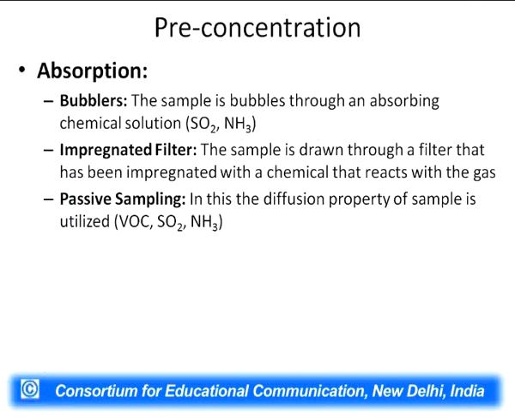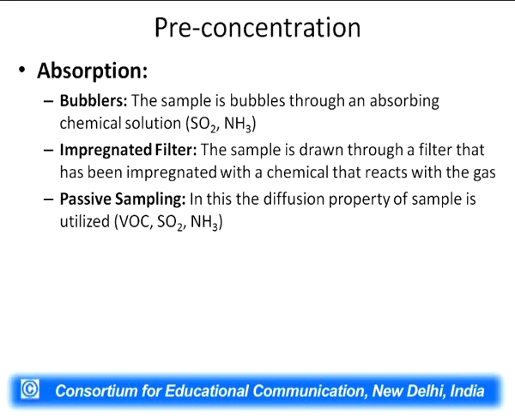The next one is pre-concentrator. Pre-concentrator has different categories. One is absorption. Absorption has again been subdivided into three different categories. They are bubblers, impregnated filter, and passive sampling. What is done in bubblers? In this case, the sample is bubbled through an absorbing chemical solution, and the pollutants that can be determined with the help of this kind of method are SO2 and ammonia.